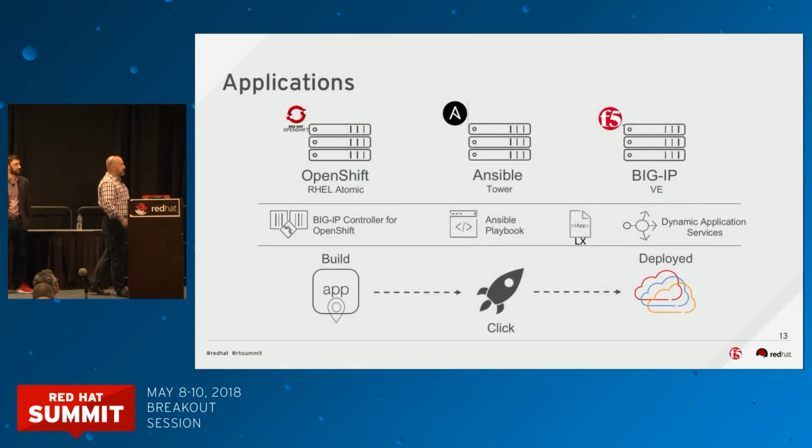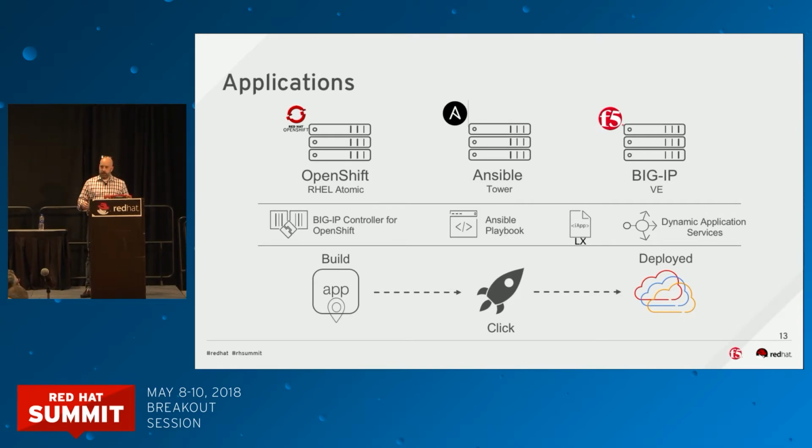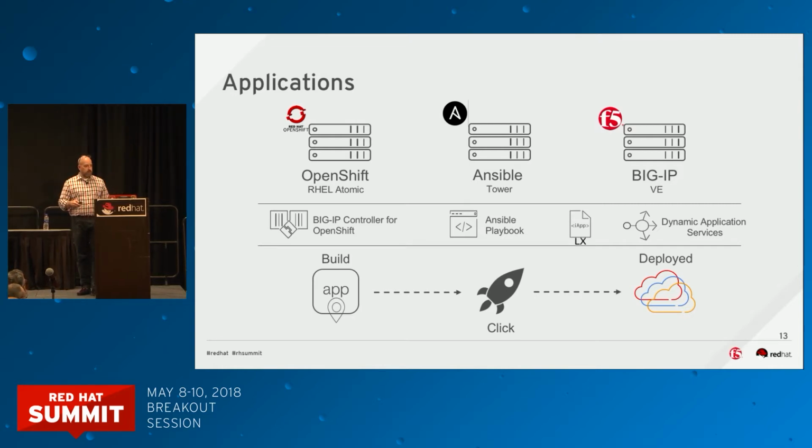So here are the components that we've got. We've got OpenShift running on RHEL Atomic. We're using Ansible Tower, Big IP, and the Big IP controller for OpenShift. We're using Ansible playbooks that we built, and iRules LX. And the goal was to take all of this and, with the click of a button, be able to deploy it all in each of those environments. And we succeeded in that.